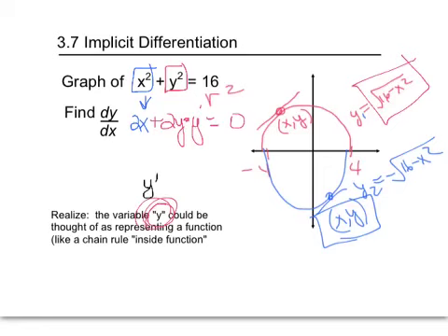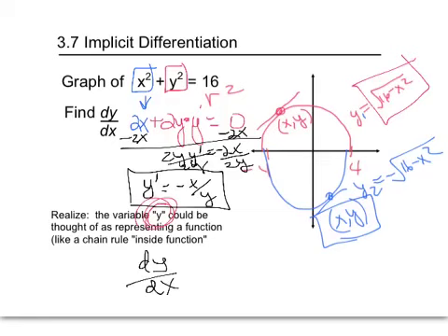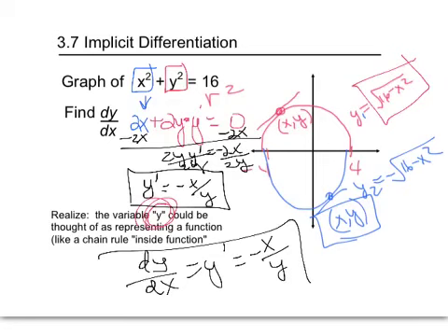Our goal here is to have y prime equal and then have the answer on the other side. So what we have to do is subtract 2x on both sides, and we get 2y y prime equals negative 2x. We then divide by 2y, and we get negative x over y is y prime. So this is actually dy/dx. Remember, that's the same notation as y prime. Negative x over y would be the answer. All right, let's go to the next screen.